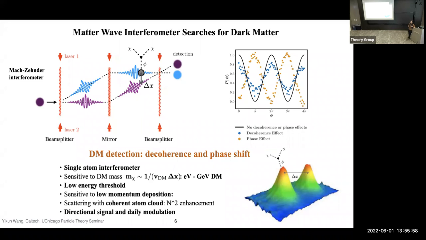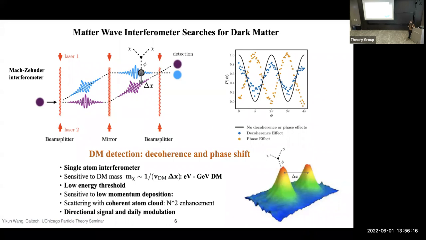Actually, it turns out the nuclear recoil is the most sensitive process we can look at if we think about the interaction between atoms and the dark matter. But I think it is an interesting direction to look at just the photons in this beam splitter and the mirrors.